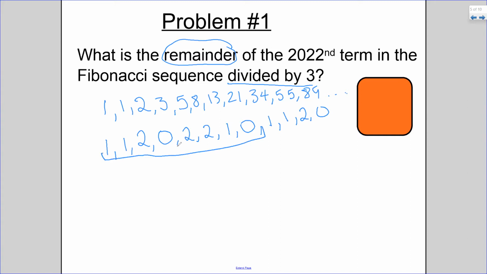And so we don't have to keep going, right? We can essentially just look at this and say, well, how many terms are in this sequence? 1, 2, 3, 4, 5, 6, 7, 8. So after 8 terms, what's going to happen is we're going to get that repeat.